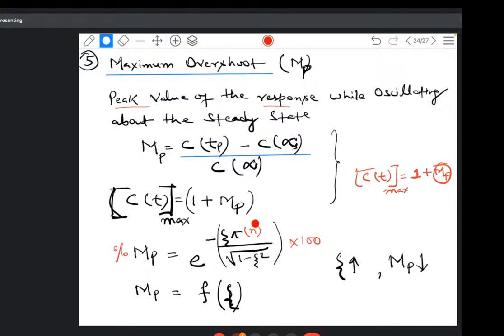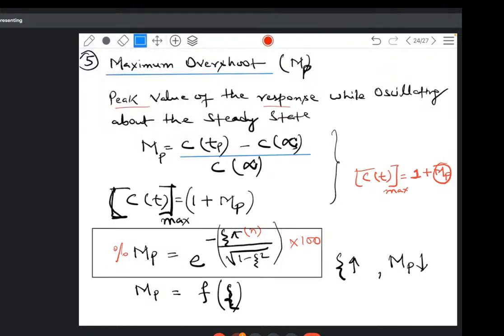So this is how you will find the overshoot. But by default, if they have not mentioned any second overshoot or third undershoot or fourth overshoot, you have to consider the first overshoot only, because the first overshoot will give you the peak value of the response. So the peak value of the response while oscillating about the steady state is your maximum overshoot. And this is the formula that you need to remember.